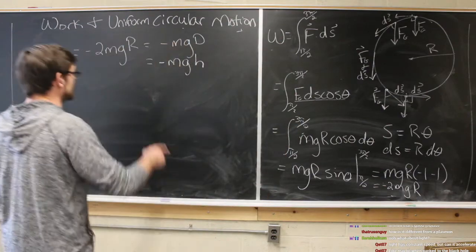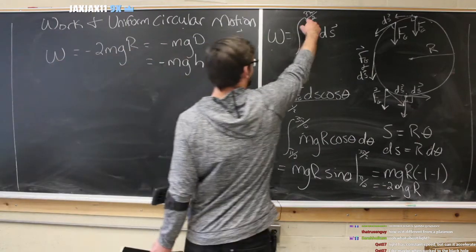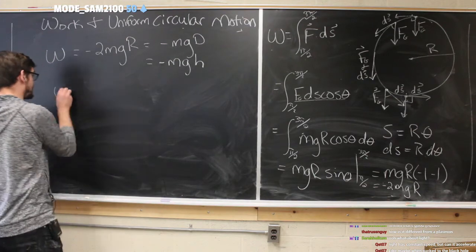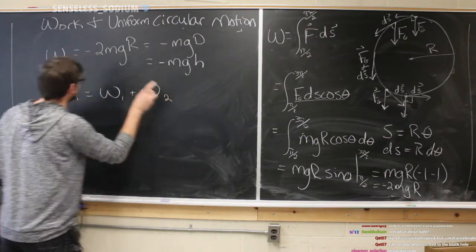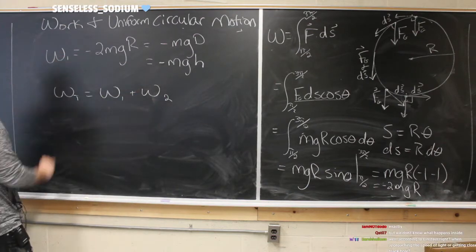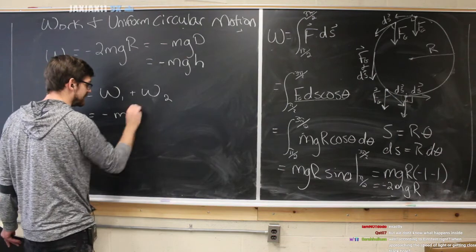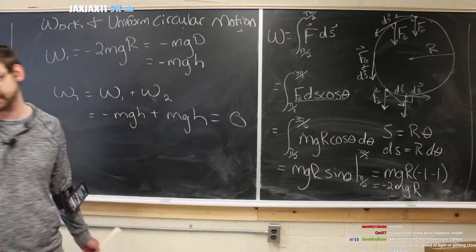So if we wanted to do the rest of it, what would we do? Well, we would just go back from 3 pi over 2 to pi over 2. We would sum the works together. Work of 1 plus work of 2. If that was work 1, work 2 would just be the opposite sign of that, which would be minus mgh plus mgh. We get back to 0.